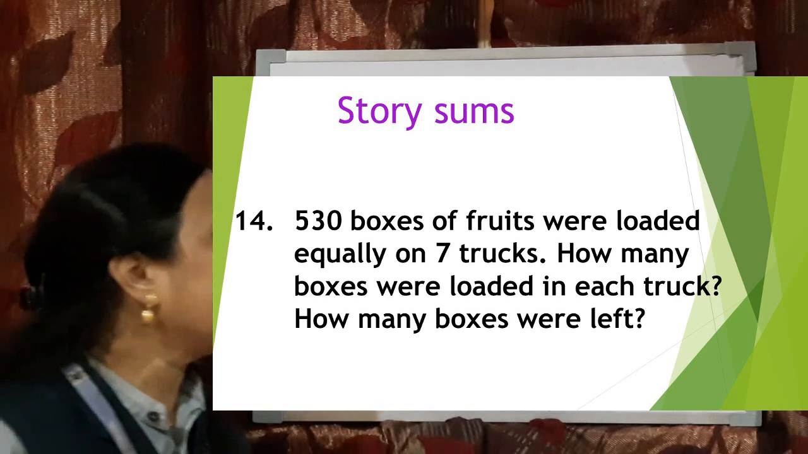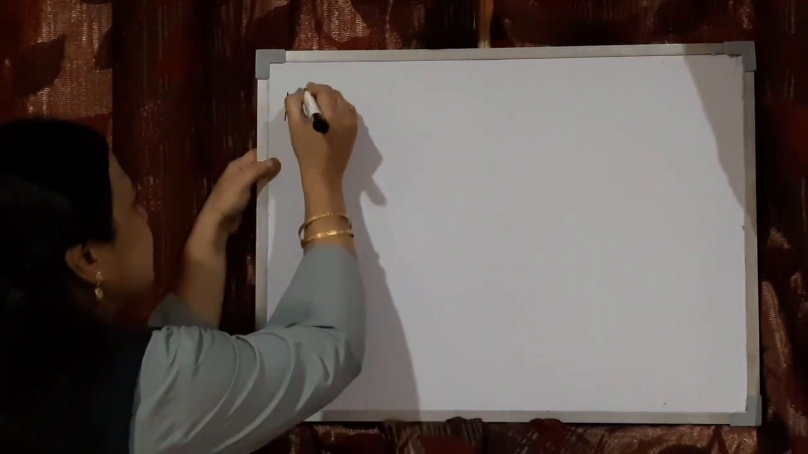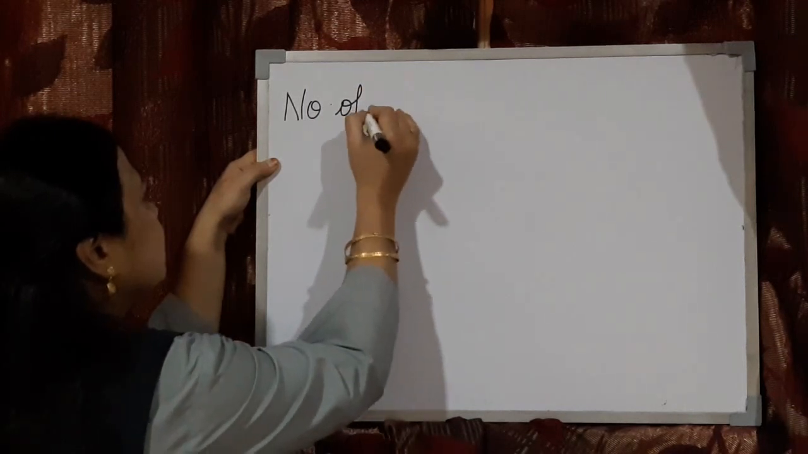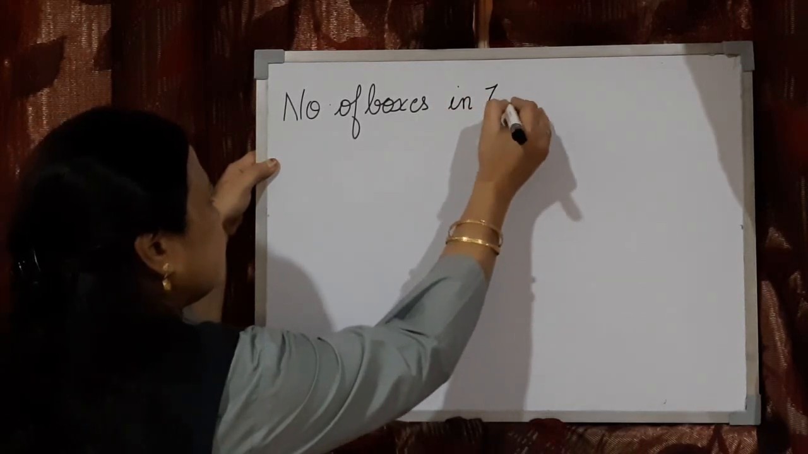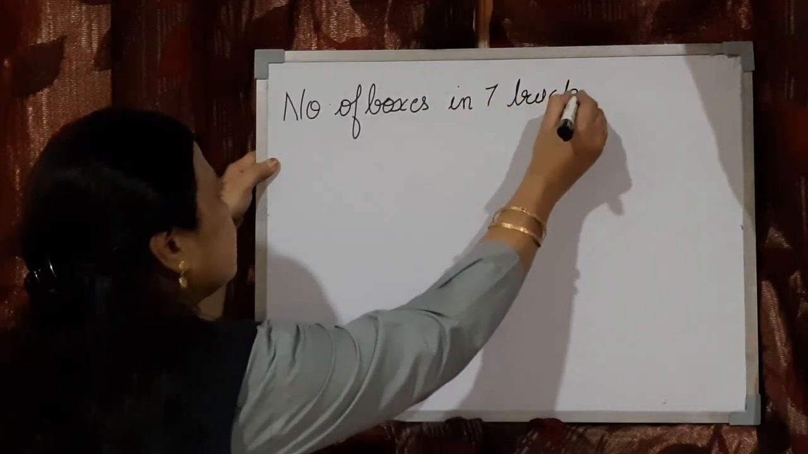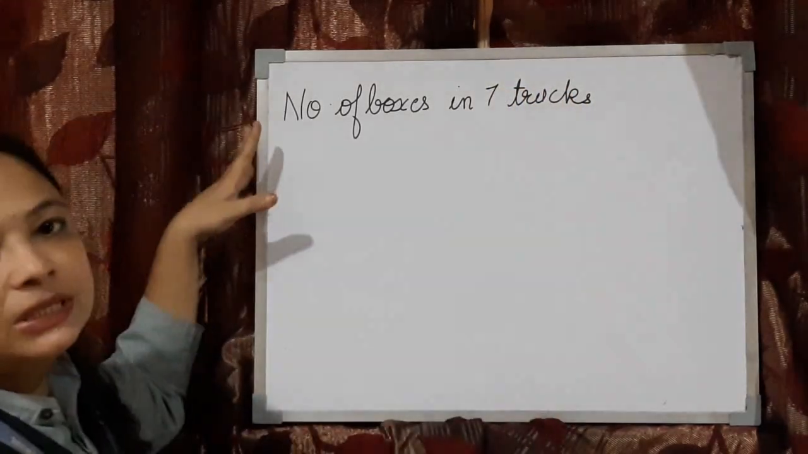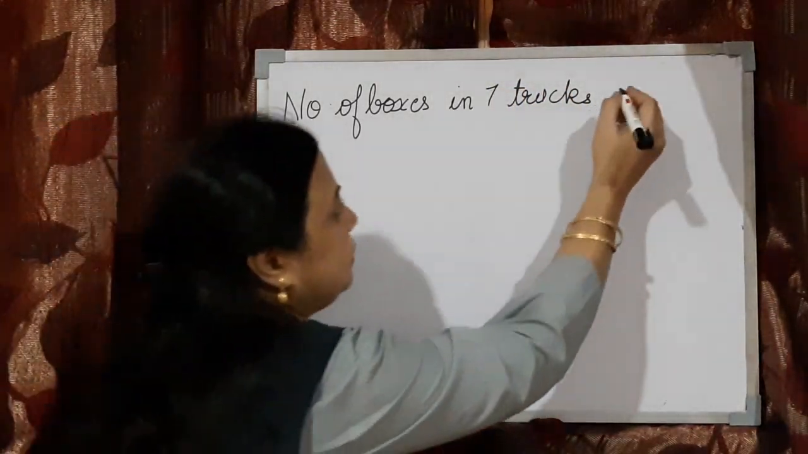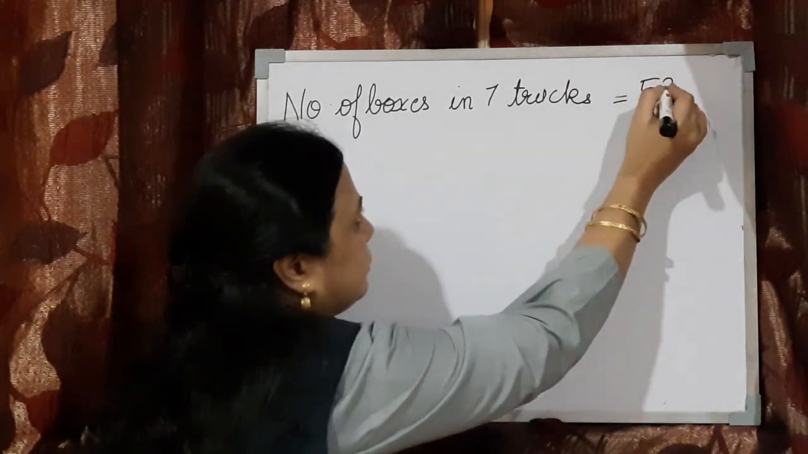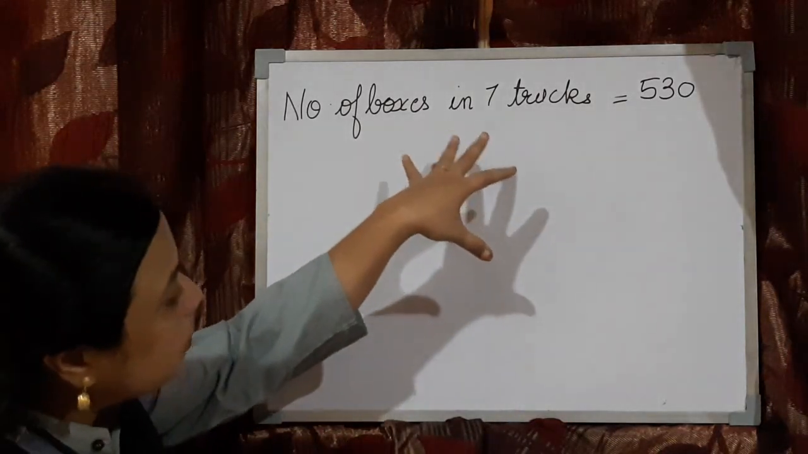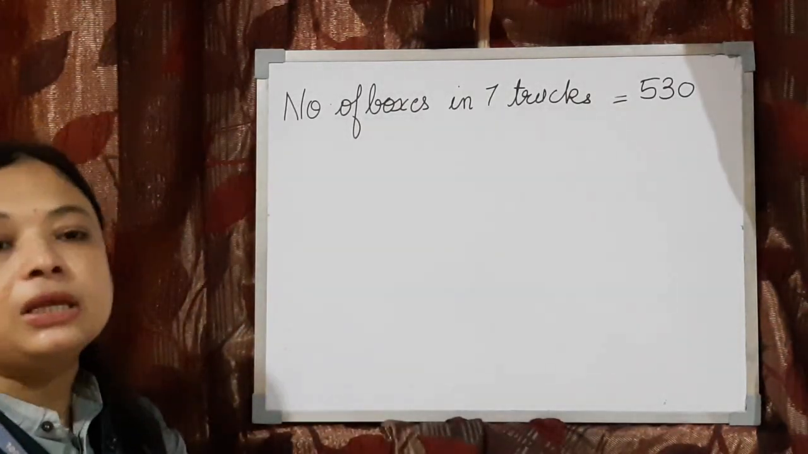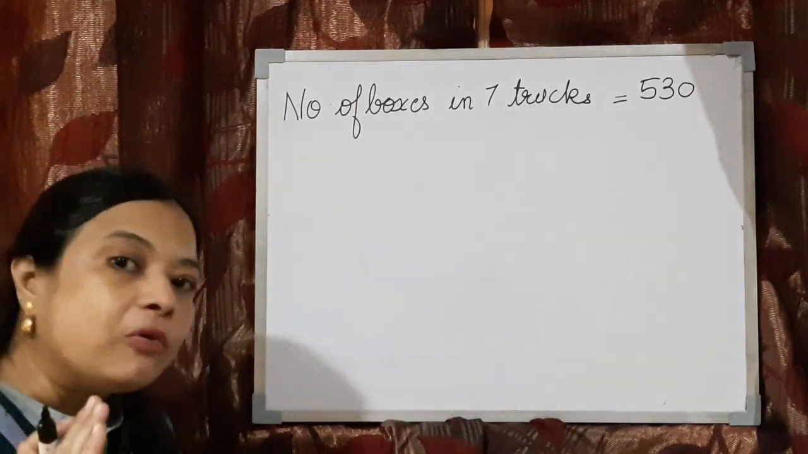Okay, so what we will write down, children? Come on. Here what we will write down? Number of boxes in 7 trucks. How many boxes were there, children? 530. Now we have to find out. 7 trucks में मिलाकर 530 बॉक्सेस थे, लेकिन 1 ट्रक में कितने थे वो हमको नहीं बताए, वो हमको फाइंड आउट करना है.